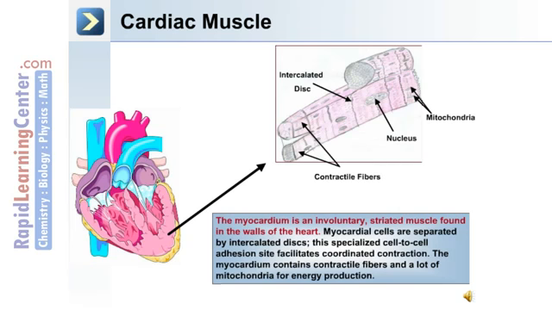The myocardium or heart muscle is an involuntary striated muscle found in the walls of the heart. Myocardial cells are separated by intercalated discs. These are specialized cell-to-cell adhesion sites that facilitate the coordinated contraction of the heart muscle. The myocardium contains contractile fibers and a lot of mitochondria for energy production.